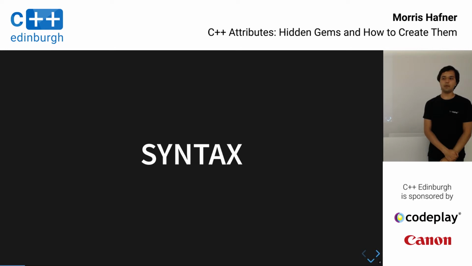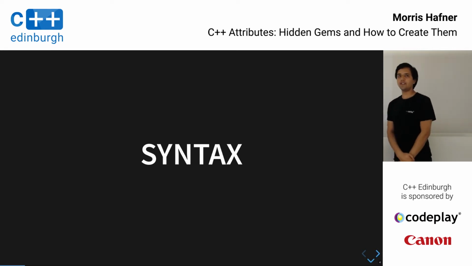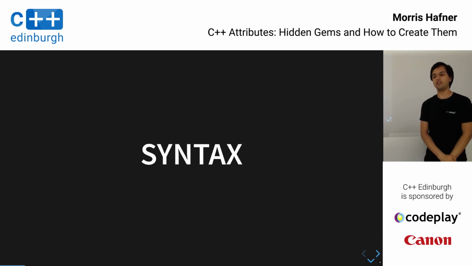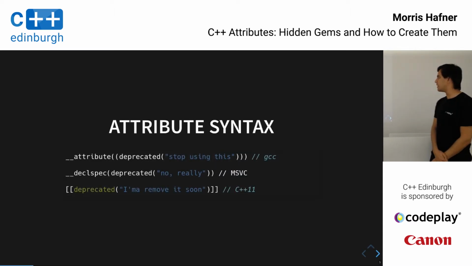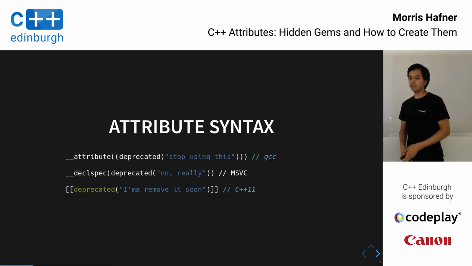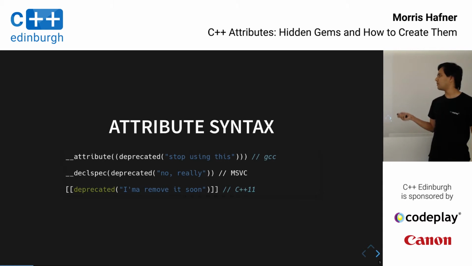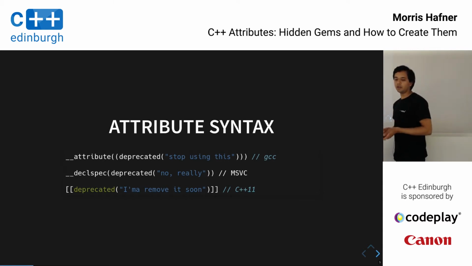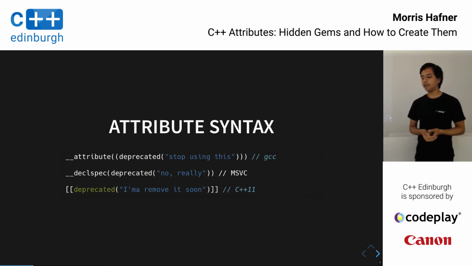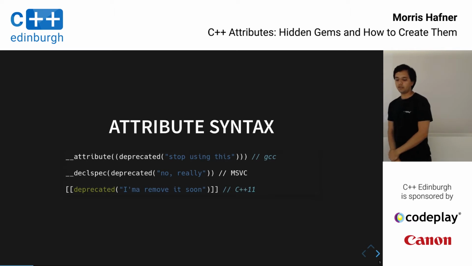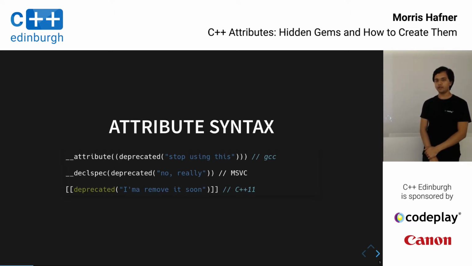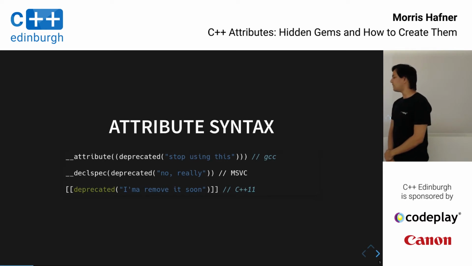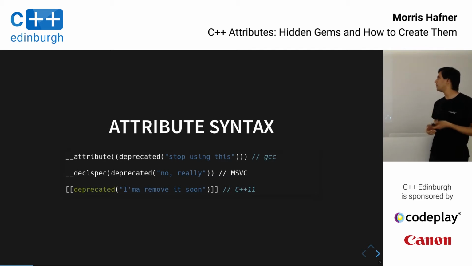Syntax: I'm aware of 4 different popular ways of writing attributes. Well, no, 5 actually. So these are the most popular ones. The GCC syntax is with the underscore attribute. You might want to add a second pair of parentheses right after the attribute, but you don't have to. Microsoft uses underscore declspec. And in C++11, we got a standard way of writing attributes with the double square brackets. Technically, I guess pragmas also kind of count as some form of attributes, but I didn't cover them here.